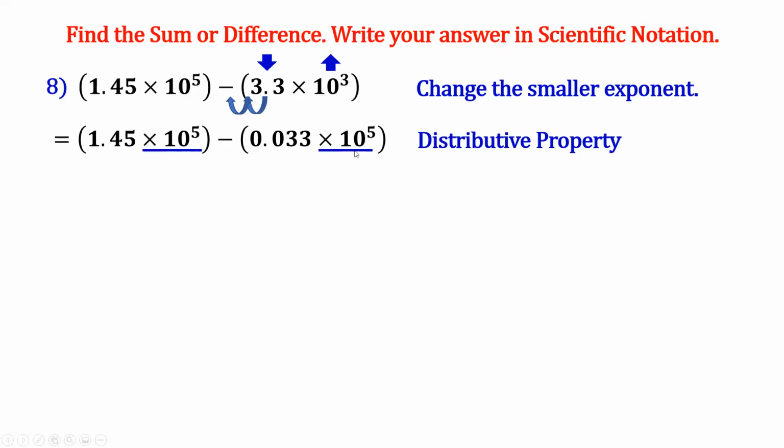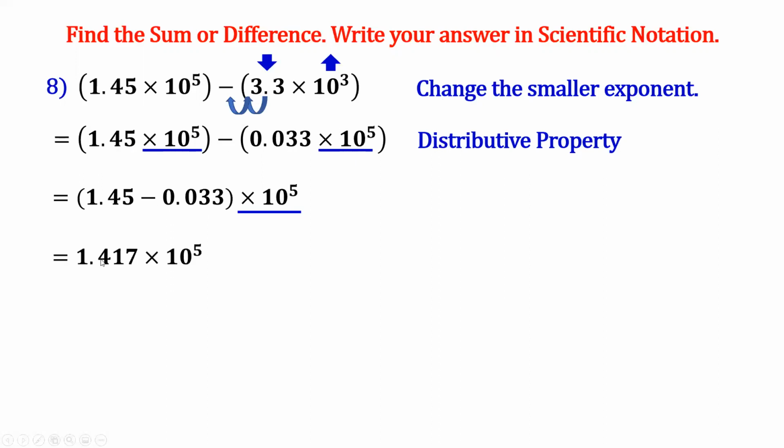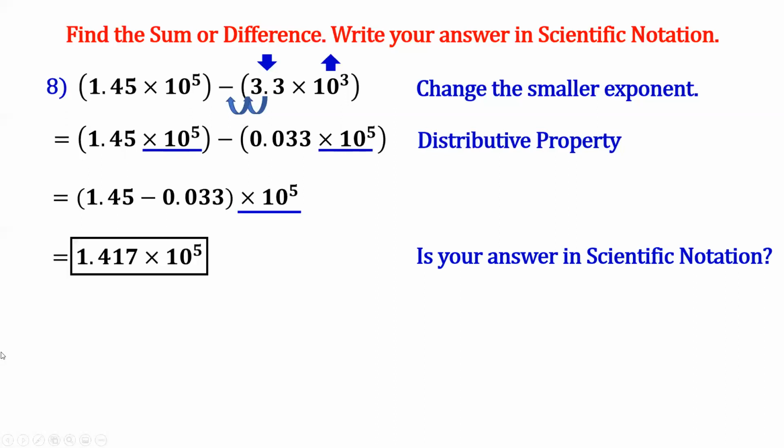Now that the exponents match, I'm allowed to use the distributive property, pull out what they have in common, and leave what they don't have in common inside the parentheses. This is a simple subtraction problem. 1.45 take away 0.033 is 1.417. And the times 10 to the 5th you just bring down. And once again, yes, my answer is in scientific notation, so I can box my answer.